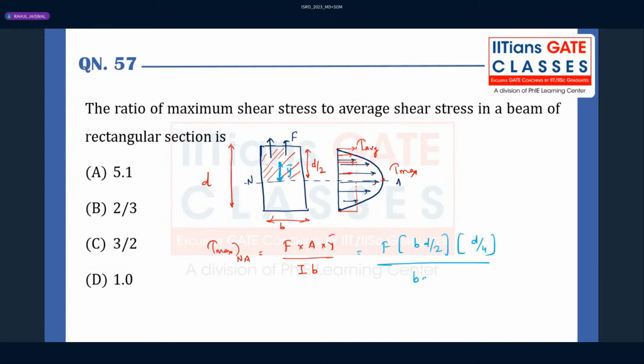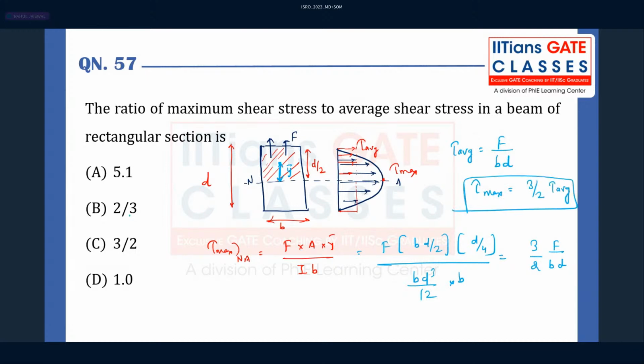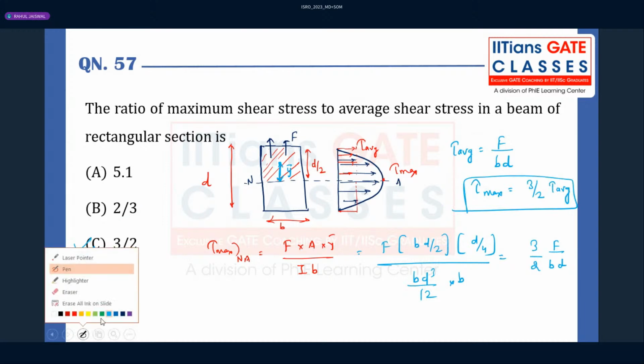Then I is b d cubed by 12, into b. When you do that, you will get 3 by 2 F divided by b into d. The average shear stress, we know, is F divided by b d. So the maximum shear stress should be 3 by 2 times tau average. So 3 by 2, that is option C, is correct.